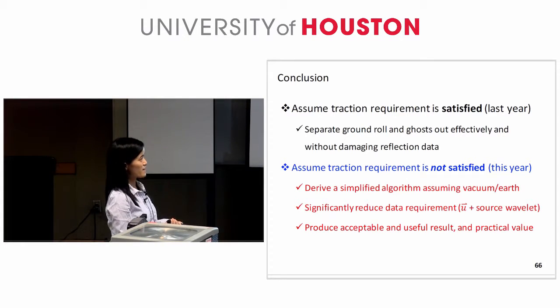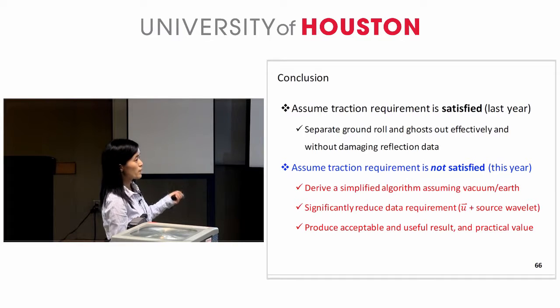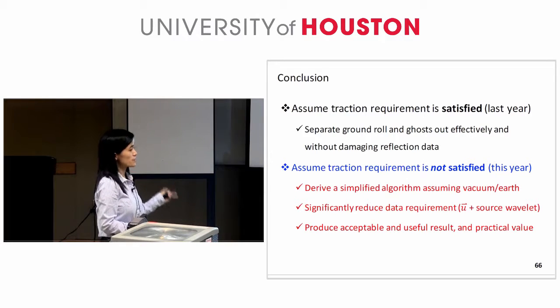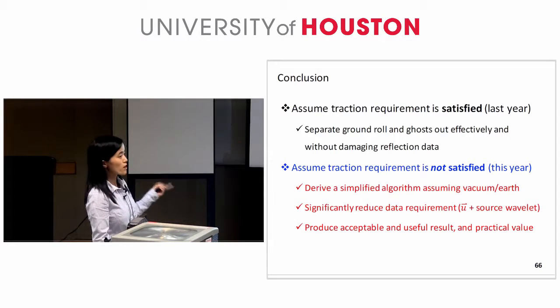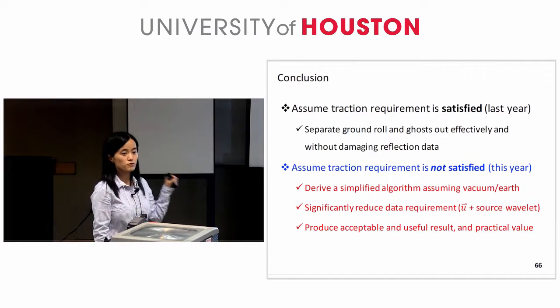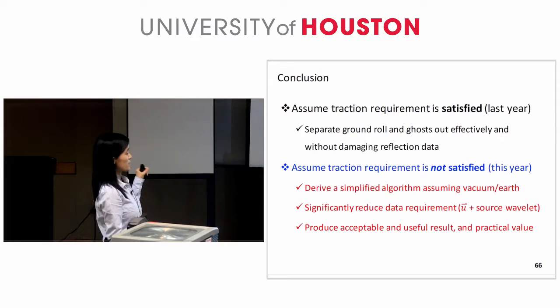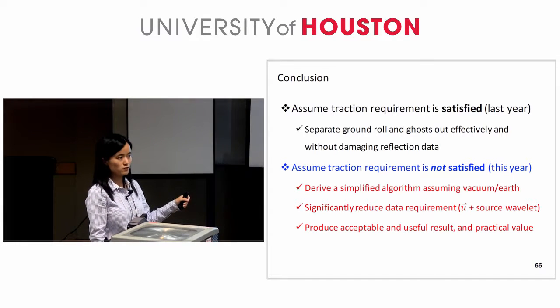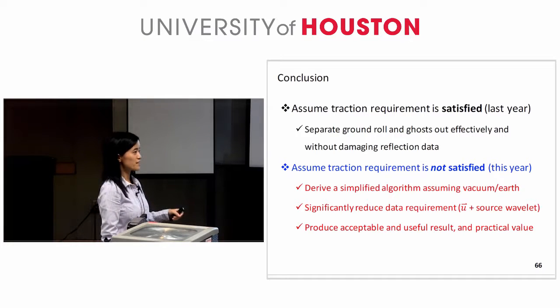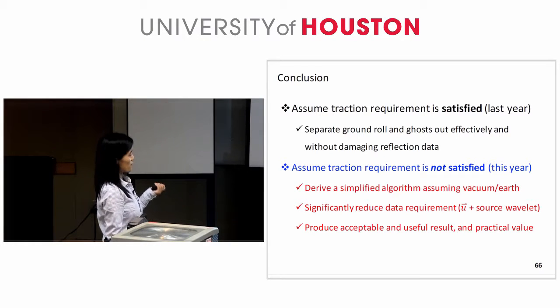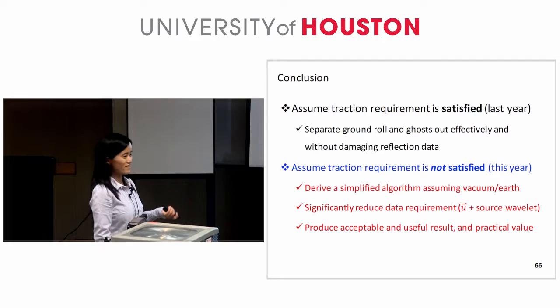Currently, onshore acquisition in general cannot benefit from the original theory. What we are showing here is a significantly reduced data requirement. It replaces the requirement of traction with a simple source wavelet, and it can still provide an effective result. So it provides a positive opportunity for ground roll removal with the current leading edge onshore acquisition.